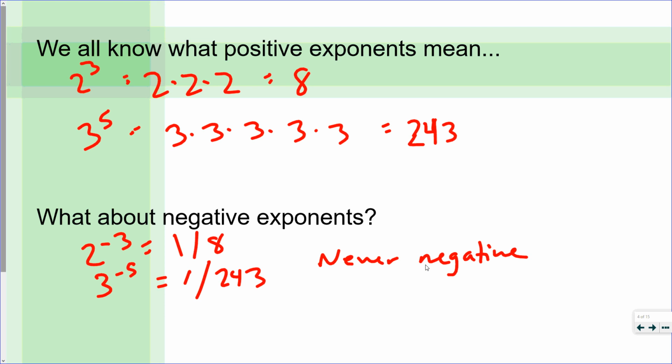Now, negative exponents are going to come up in this unit as well. One thing is that a negative exponent is a reciprocal of the positive exponent. And so if 2 to the third is 8, 2 to the negative third is 1 over 8. And then 3 to the negative fifth is 1 over 243.